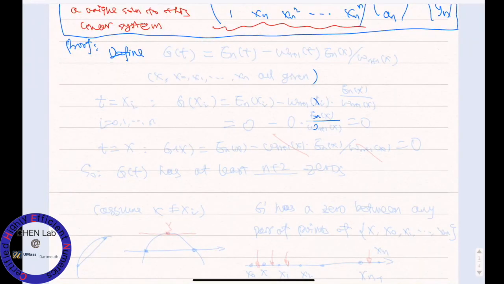So the trick is that we define an auxiliary function. G of t is equal to En(t), for a given x0 all the way to xn, and then you have to talk about the error at some x. X is also given now. And we define a function of t. This is minus omega n plus 1 of t, En(x), divided by omega n plus 1 of x. So again, x, x0, x1, xn, they're all given.